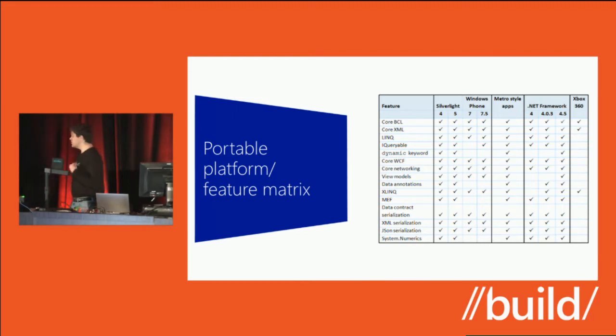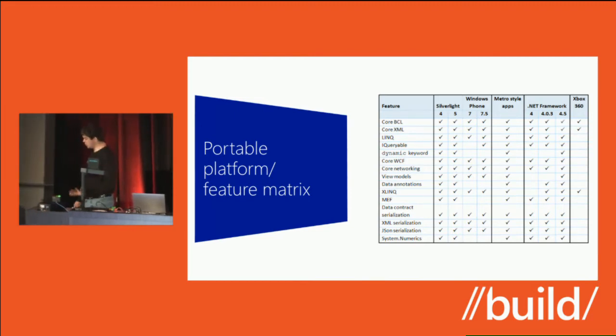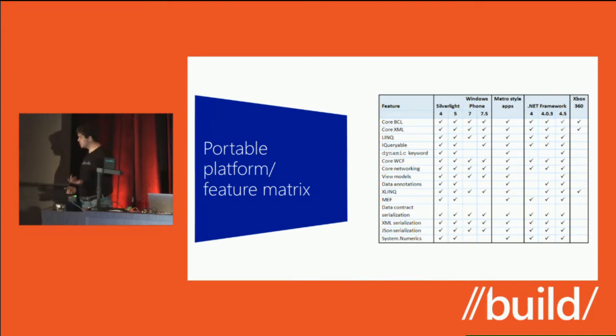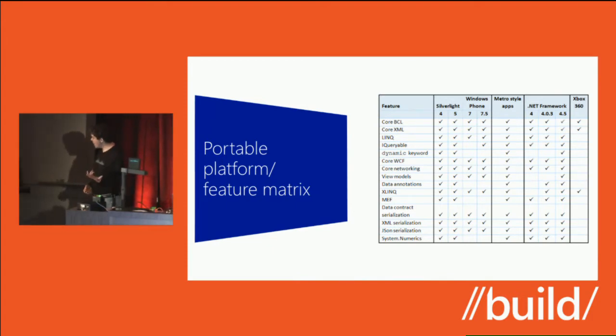The kinds of things that are not available from portable class libraries, a big one is anything to do with the user interface. You've got some view model support, but anything UI specific is not going to be in portable class libraries because that's different on each platform. There's no file I/O access. You can access streams and stuff, but to actually open a stream, you need to use a platform-specific API because those are different across the platforms.